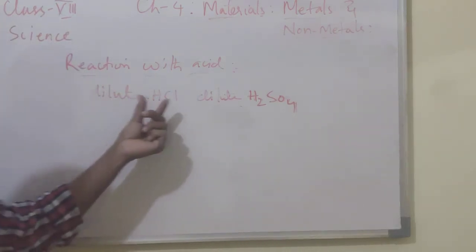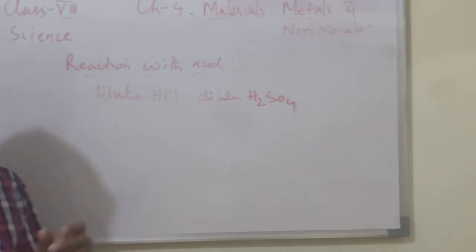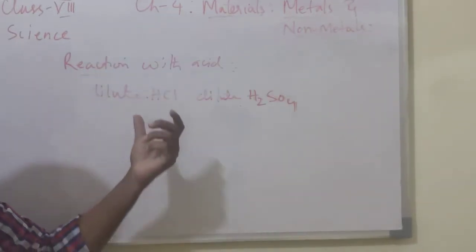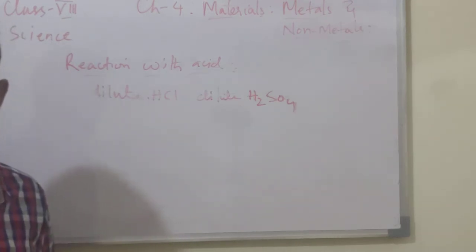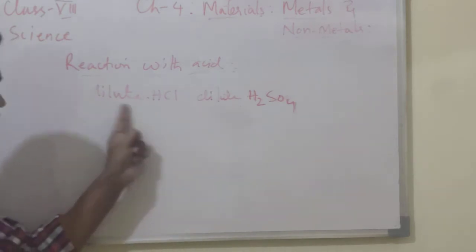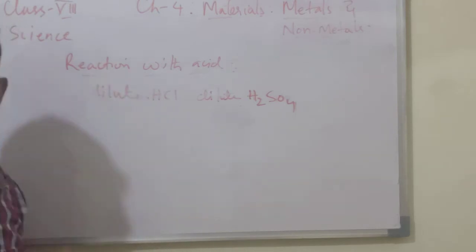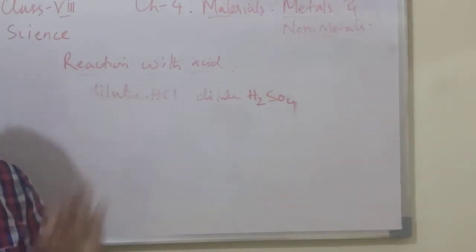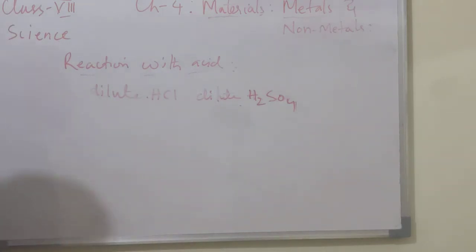Concentrated acids are very strong acids. Sulfuric acid, hydrochloric acid and nitric acid are very strong acids. So for this experiment, they are dissolved in water or another solvent to make the acid weak. Dilute means some water is mixed in the acid to make it weak. Therefore we use dilute HCl or dilute H2SO4.